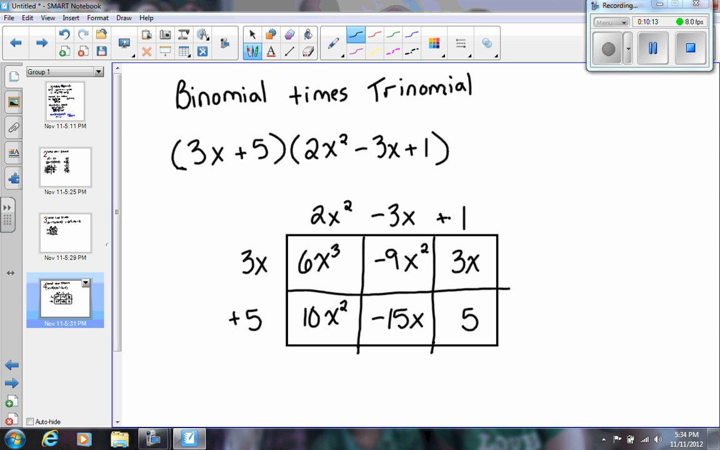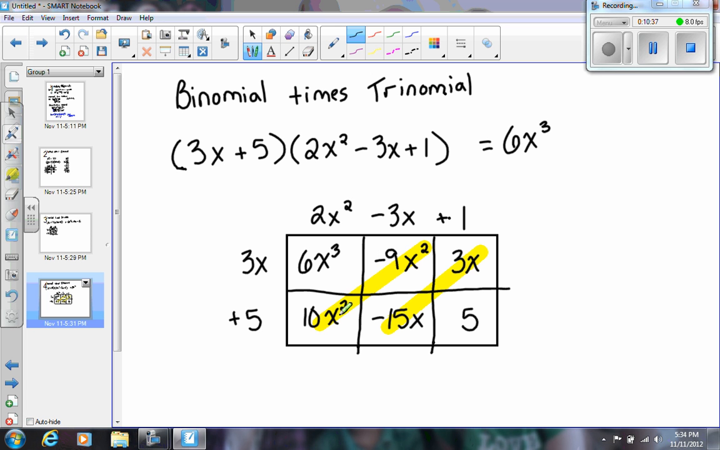Then I have to find the like terms. Now, you'll notice when you're looking for those like terms that you'll find that they're always on the diagonal. So the x squareds are here. If there are like terms, you'll find them lined up that way. So we can combine those. So I'm going to have a 6x cubed.